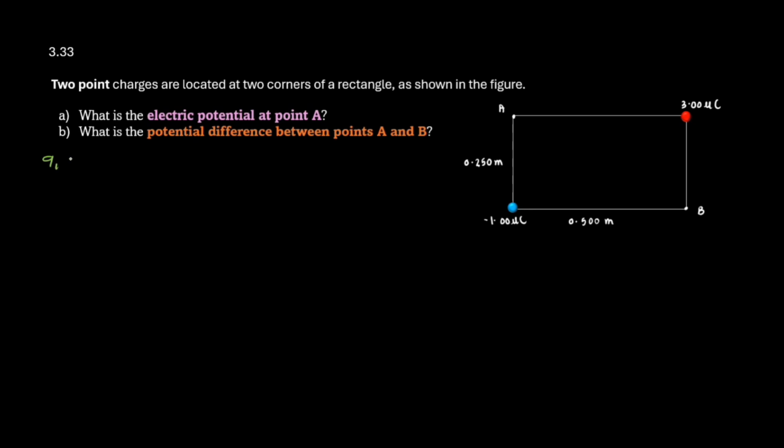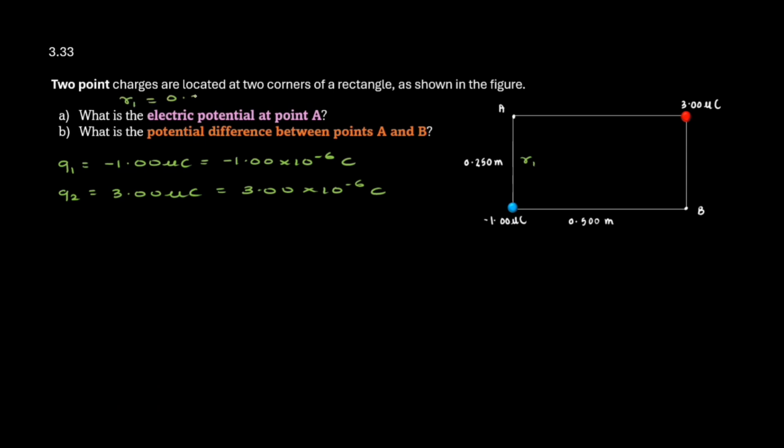Charge Q1 we will write as -1 microcoulomb, which is equal to -1 times 10 to the power -6 coulomb, and charge Q2 as 3 microcoulomb, which is 3 times 10 to the power -6 coulomb. The distance of charge 1 from point A, we will call this R1, and that is equal to 0.250 meter. Whereas the distance of charge 2 from point A, we will call this R2, and R2 is equal to 0.500 meter.